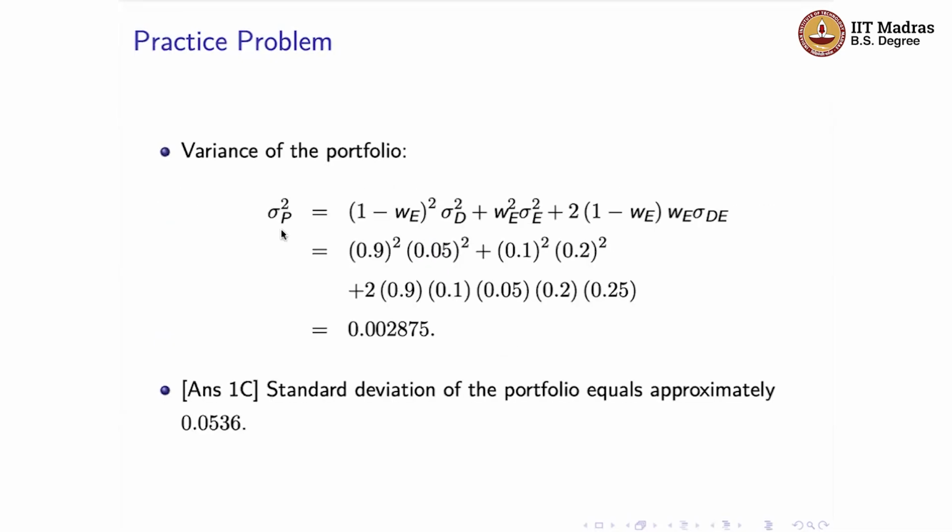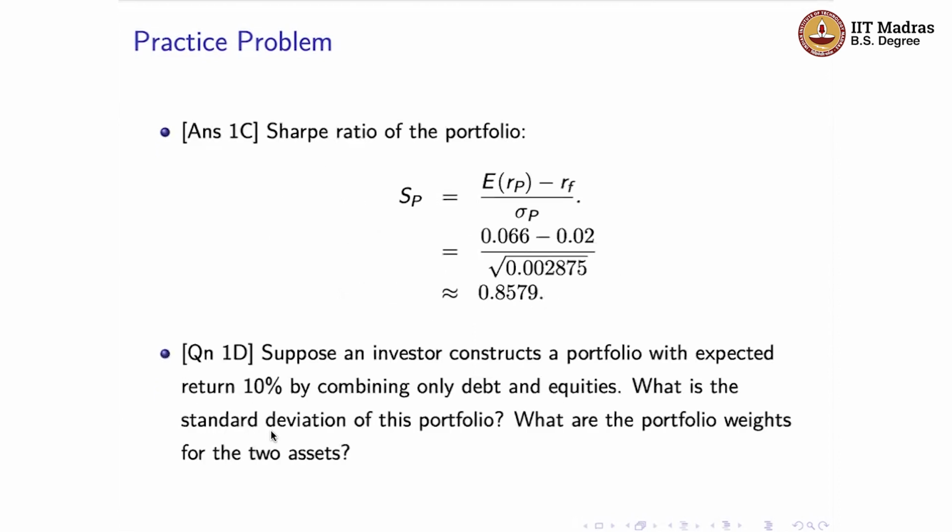How do we calculate the standard deviation? So again, we have this expression that you see here, and we can now put in all the terms that we have. So in sigma squared P, put in WE equal to 0.1. So this 1 minus WE becomes 0.9. You have got sigma squared D, sigma squared E, and sigma DE as the different parameter values. And so we can put all of this together, and we end up getting that sigma squared P is given by 0.002875. And so the standard deviation is the square root of this, approximately equal to 0.0536.